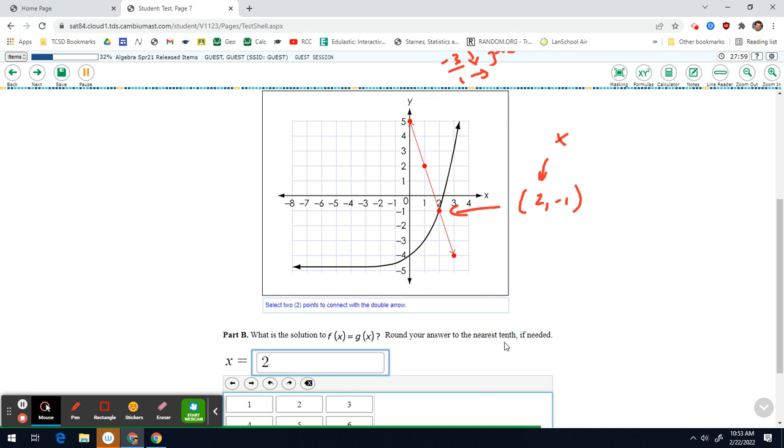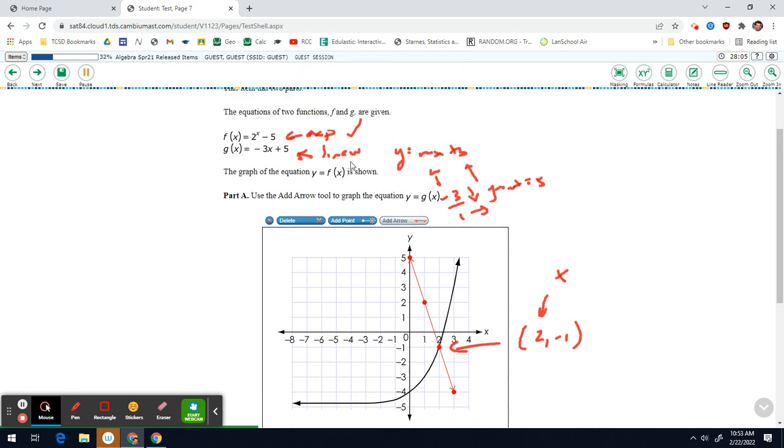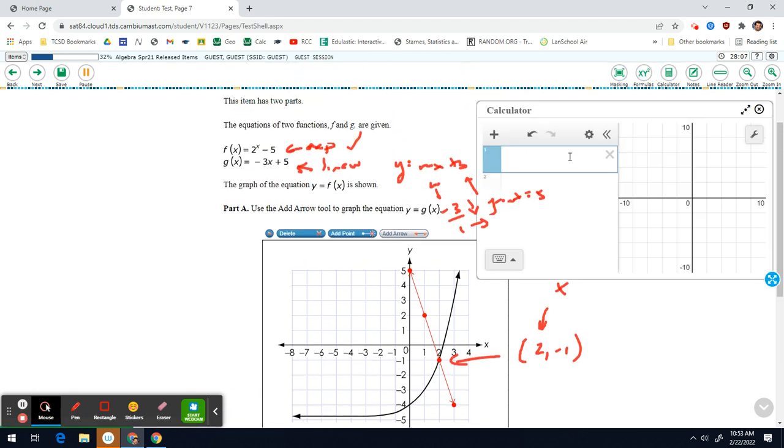Now, I am concerned that it says round to the nearest tenth. So here's what I'm going to do. I'm going to double check this in Desmos. So watch. I'm going to take the graphing calculator, and I'm going to type those two functions in. f of x equals 2, you can use the shift and the caret button, 2 to the x minus 5. And then g of x equals negative 3x plus 5.